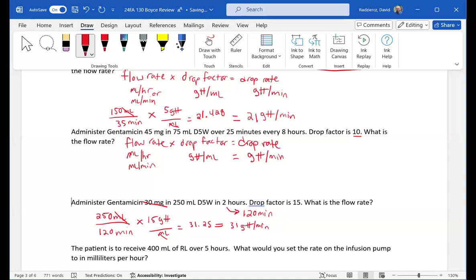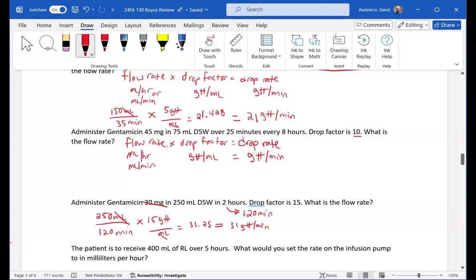So in this example, when I'm looking at flow rate, there's a lot of information here. There's the medication, how much medication, the volume, time, another time, and then the drop factor. And then it even just says, what is the flow rate? And that can be a little bit confusing as to what you're looking for. But if they give you drop factor, what they're looking for is the drop rate.